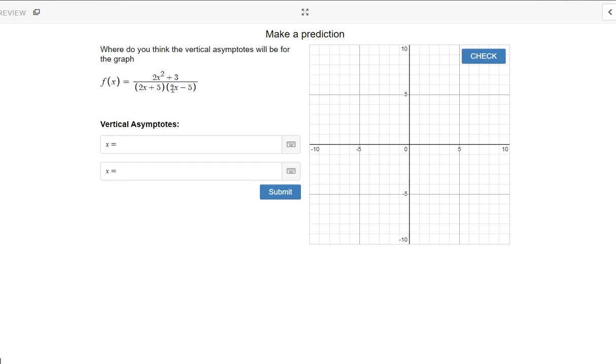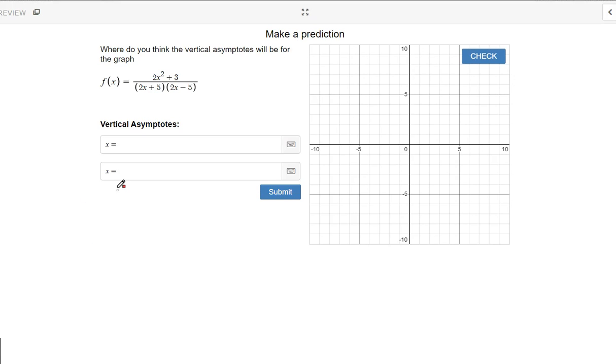So basically, all we've got to do is figure out what x has to be for this bottom to be 0. Now keep in mind, if this factor equals 0, the whole bottom is going to equal 0 because we're multiplying these things together, and anything times 0 is going to be 0. Same thing with this factor. If I can find what will make that equal 0, then that's my other asymptote. So I basically just need to find an x that makes 2x plus 5 equals 0 and an x that makes 2x minus 5 equals 0.